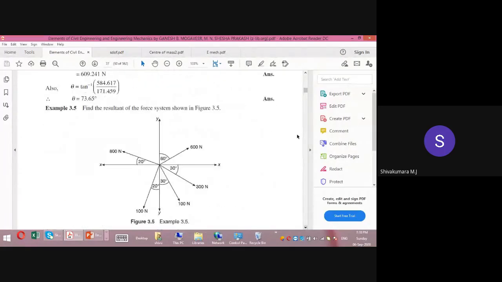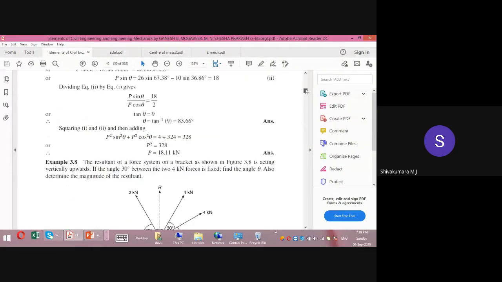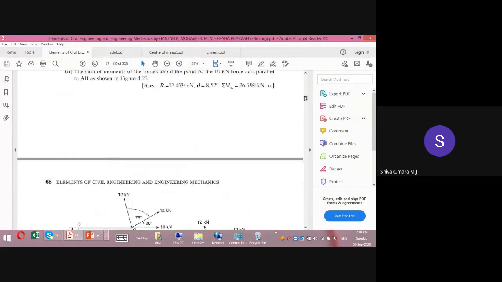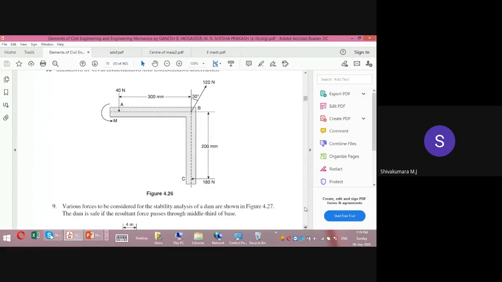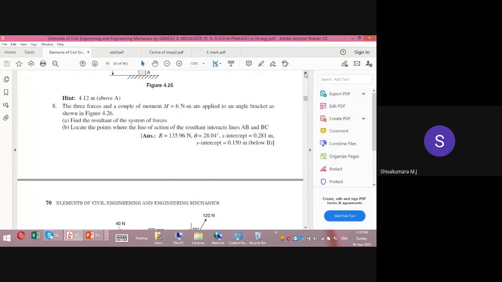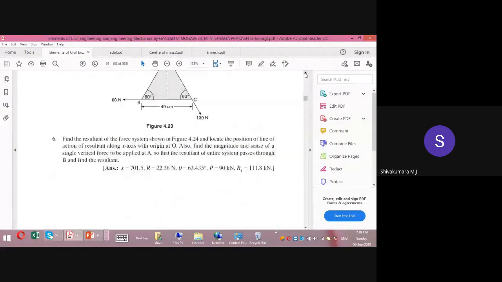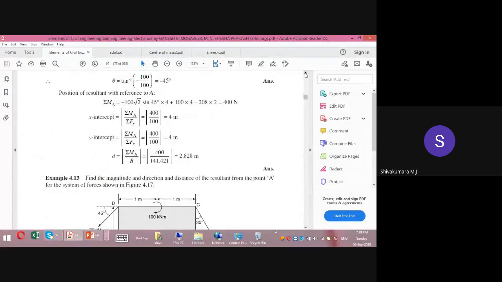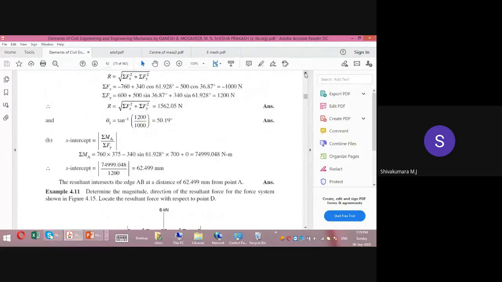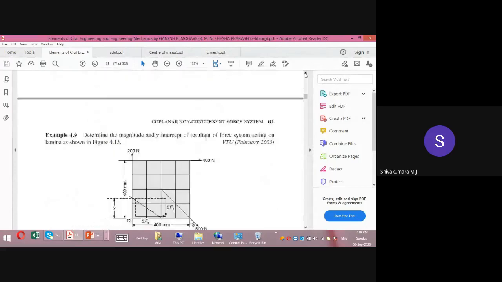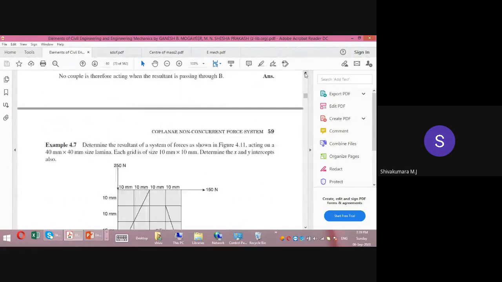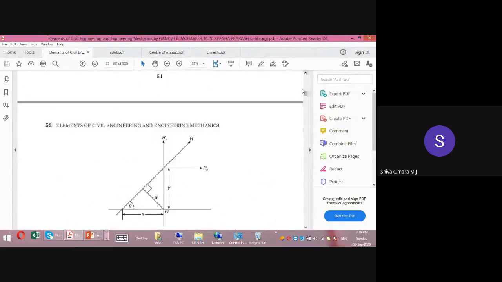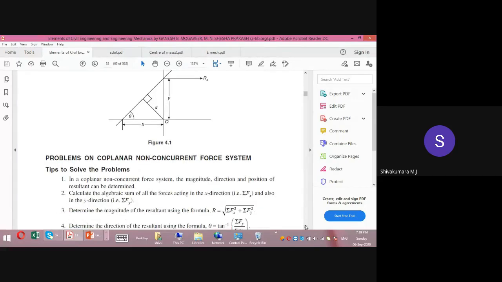Yeah. So now you come to the calculation of the resultant force of a coplanar non-concurrent force system. For coplanar concurrent, you saw one problem and how to solve it. So when it comes to a coplanar non-concurrent force system, let's start from here. Problems on coplanar non-concurrent force system.